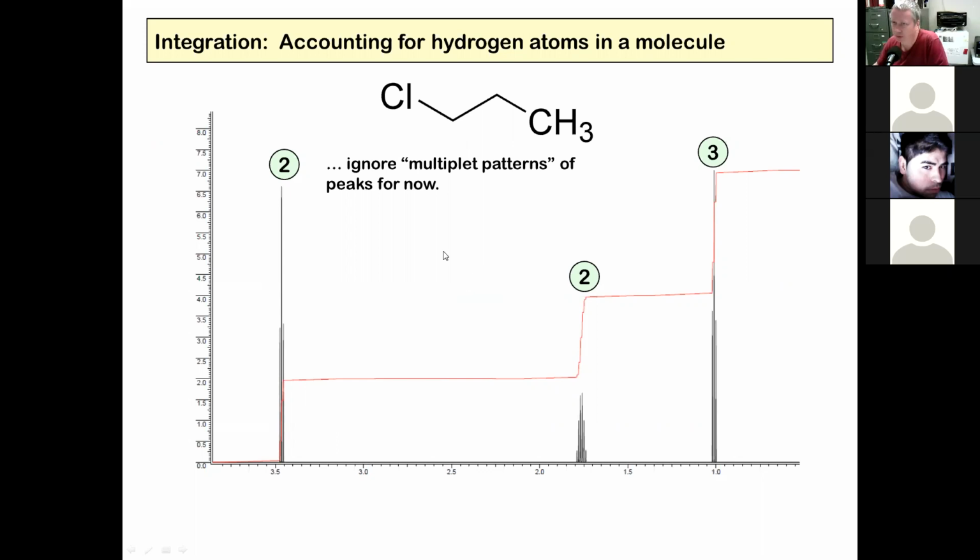Okay, ignore the multiplet patterns. That's what I mean by, you see this, it looks like a triplet. It's like peak, peak, peak, and all these little mini peaks. That's something else. We'll get to that shortly. Let's not worry about that this second.